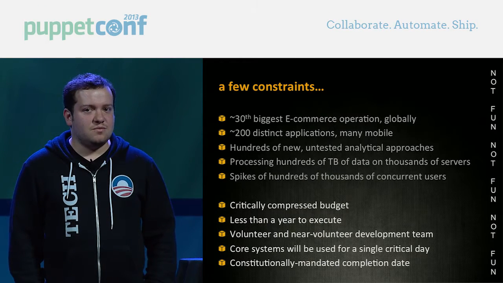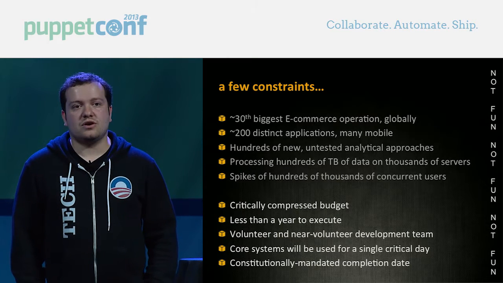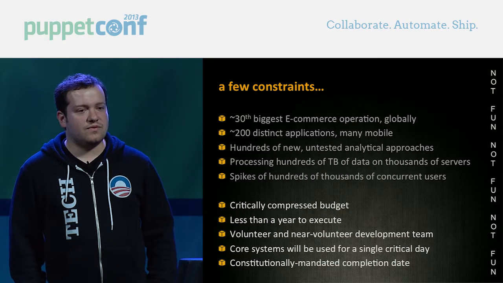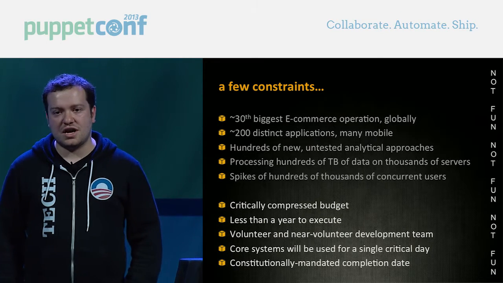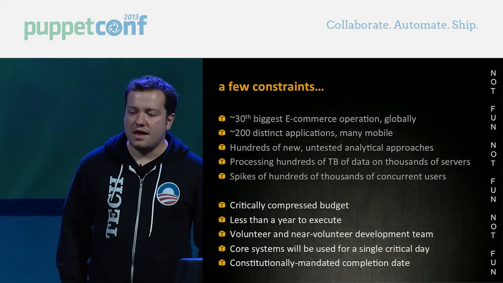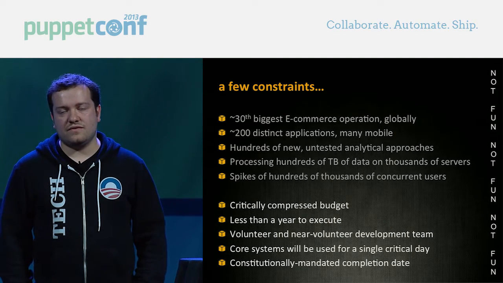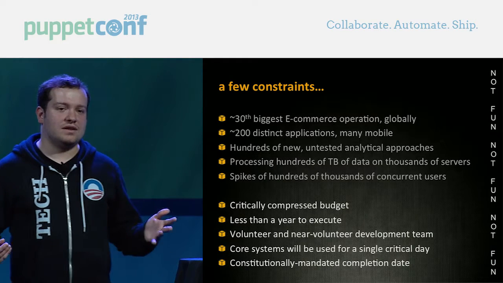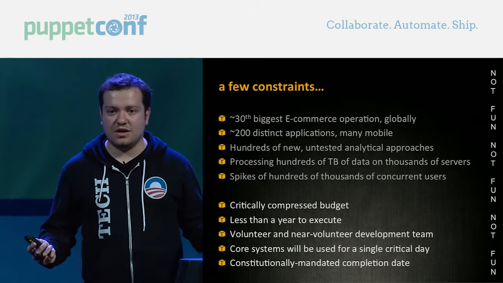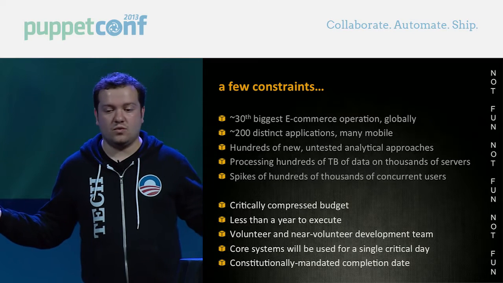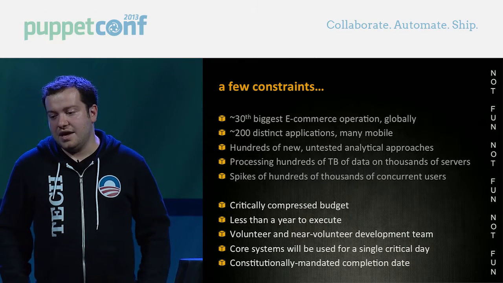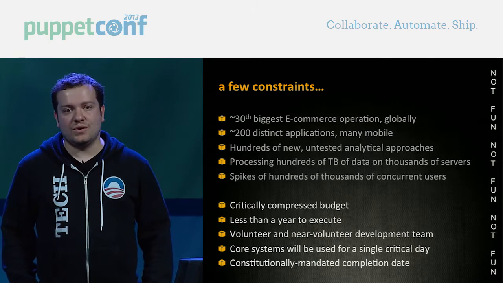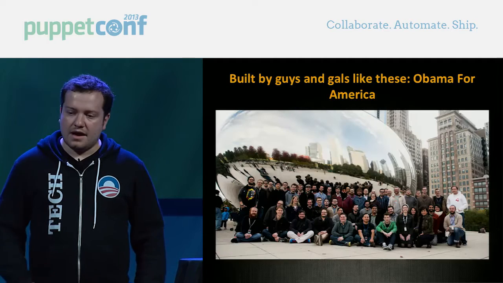All of our development team was either volunteer or close to volunteer. A lot of them had to give up their jobs and move from the West Coast and a bunch of other places to Chicago, where the campaign was headquartered. So it was a challenge for them. And everything had to work on election day. If it didn't work on November 6th, 2012, then it didn't work. There was no second chance. Election day was constitutionally mandated, so we really had to stick to deadlines.